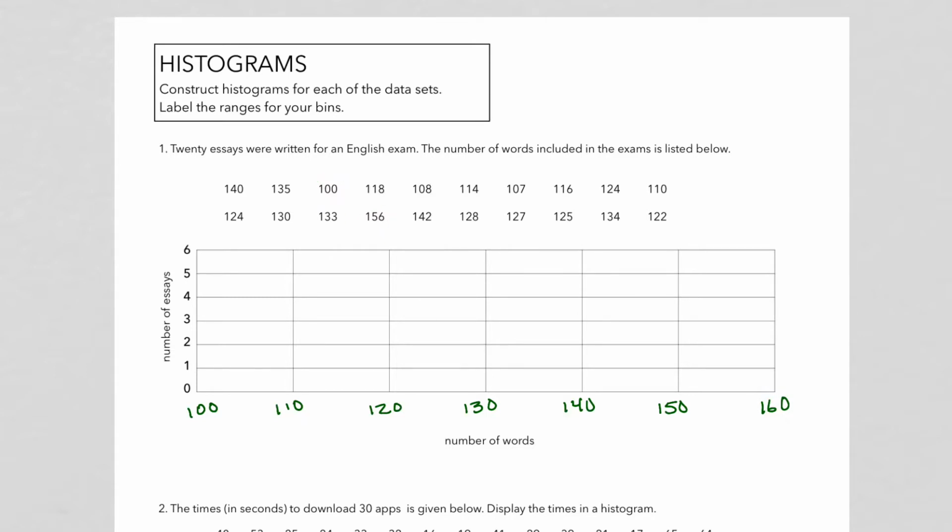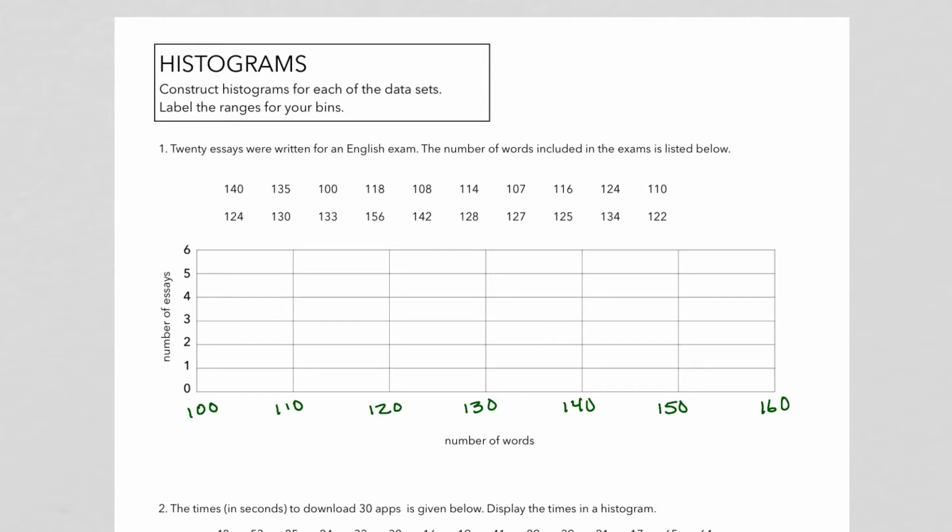So what you do is you want to find out how many data pieces fit between, first of all, 100 and 110. And remember that's actually 100 to 109. Anything that's 110 would fit into the next category. All right, so let's get started.